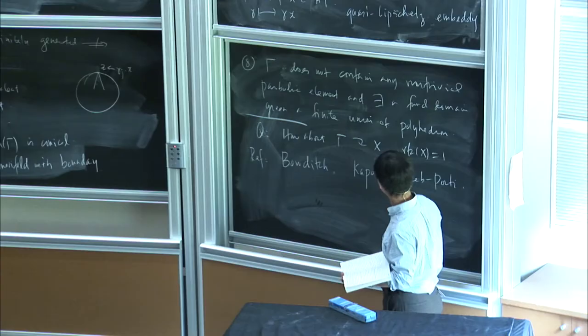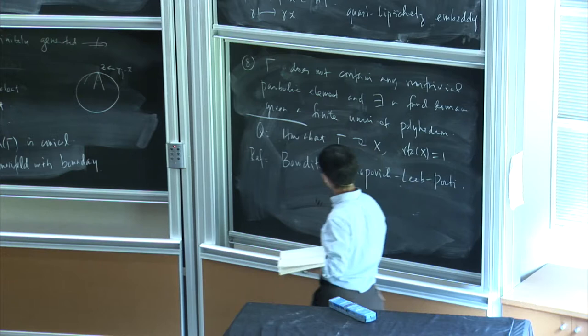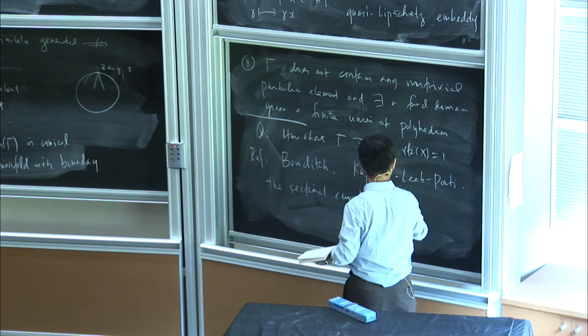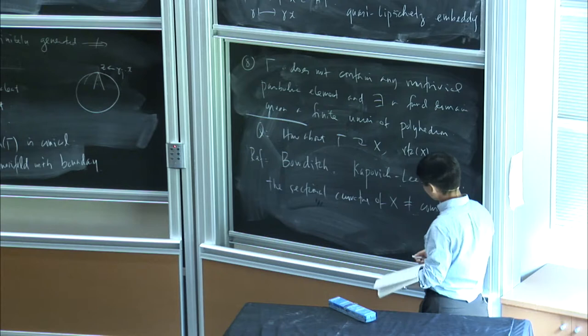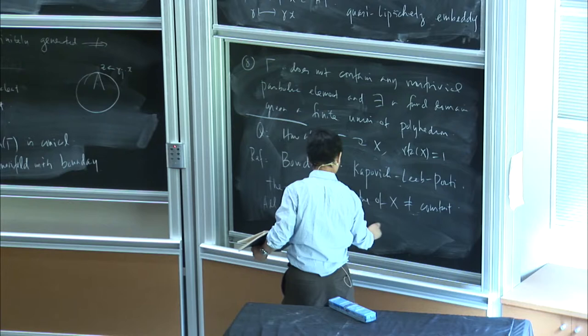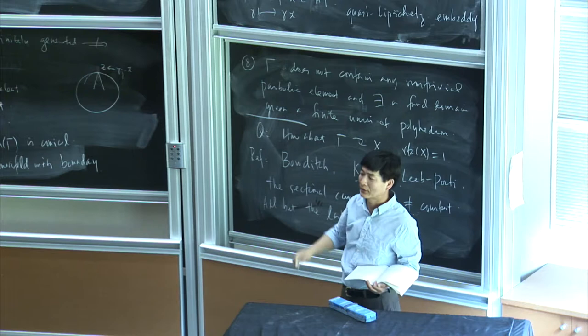Now, what do you think for this rank one? Curvature. You see, in this case, the sectional curvature of X is not constant. So in this case, all but the last one, 8. You see, Bowditch also has two papers. One is on geometrical finiteness in the variable curvature case. He does not have this about the fundamental domain.